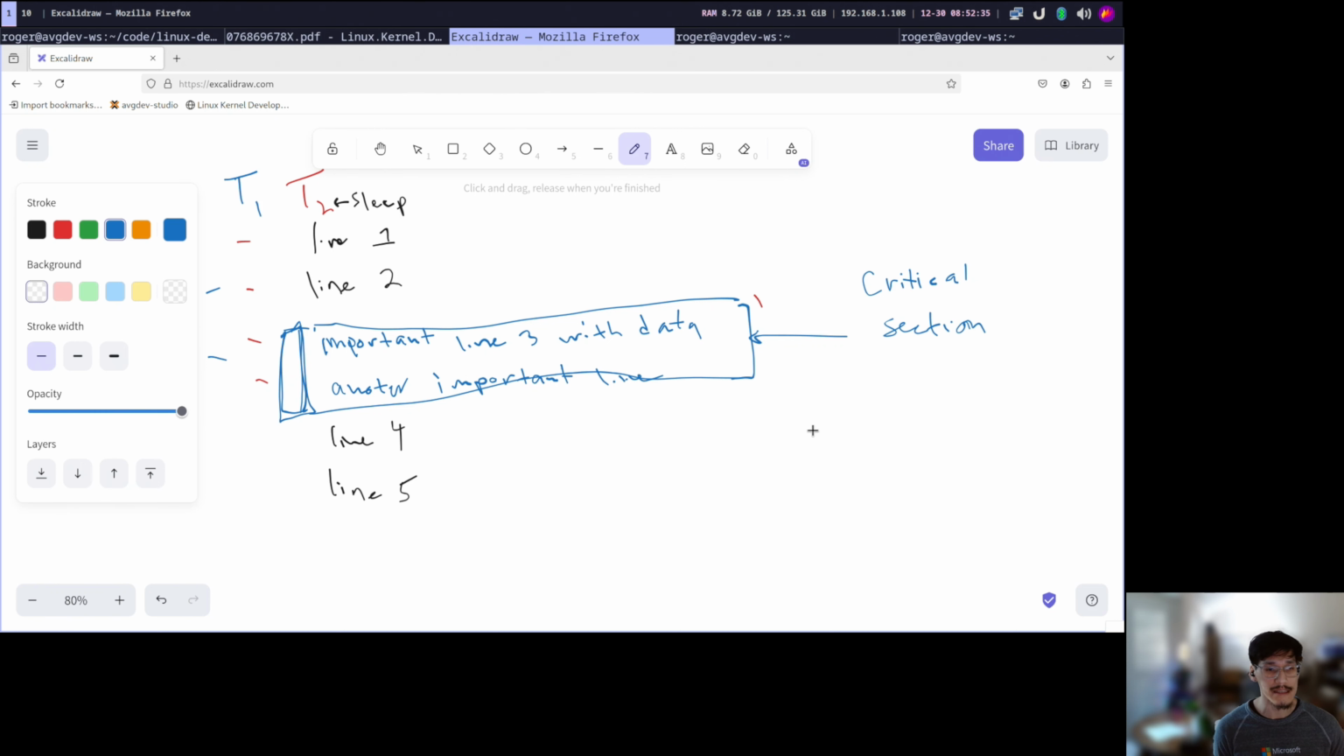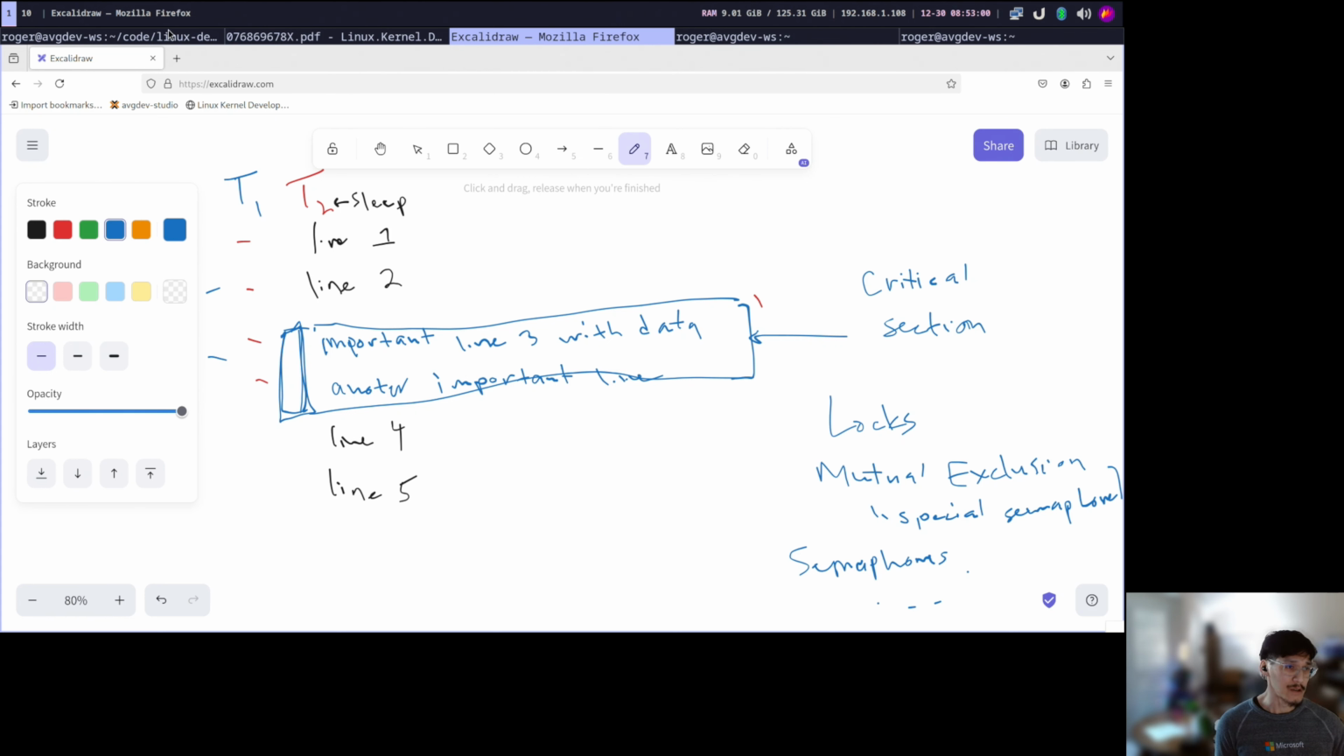And you do that through things like locks, mutexes, so mutual exclusions, which is like a special semaphore, or you just have regular semaphores, and all that stuff. So we'll go over that soon. I just wanted to make sure everybody knew what critical section actually means in terms of concurrency. It's just basically a block of code that only one thread can execute at once.